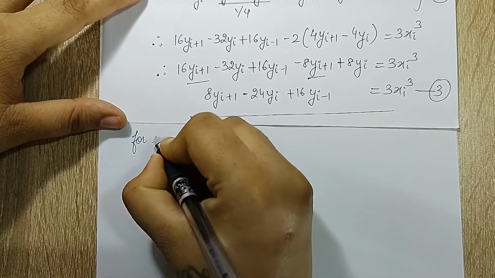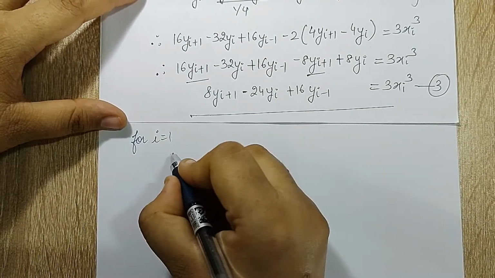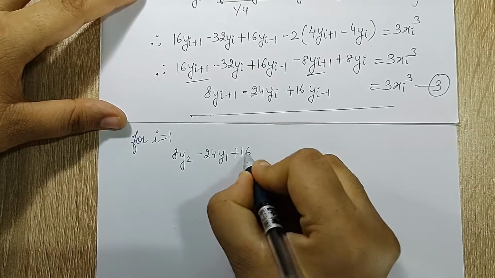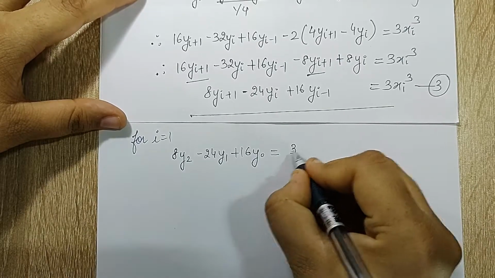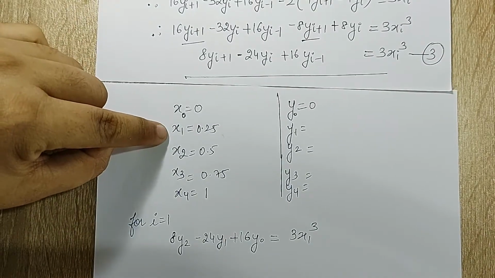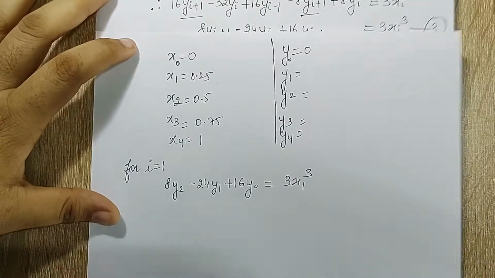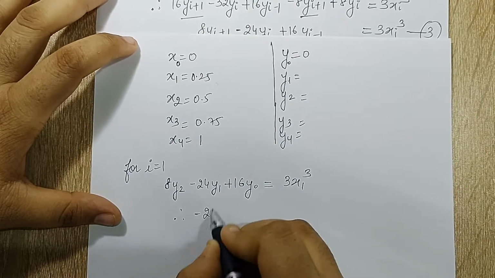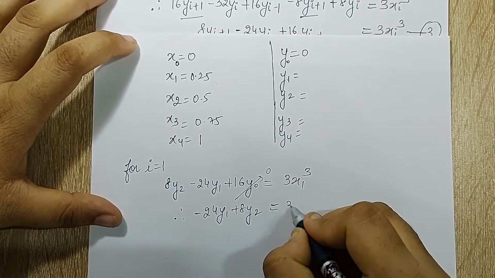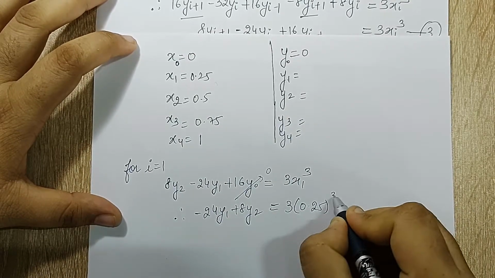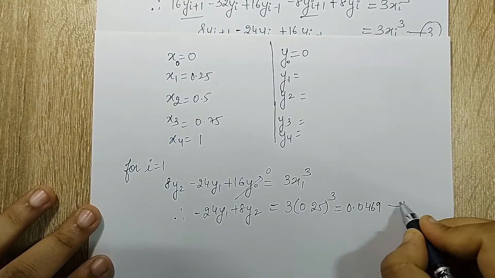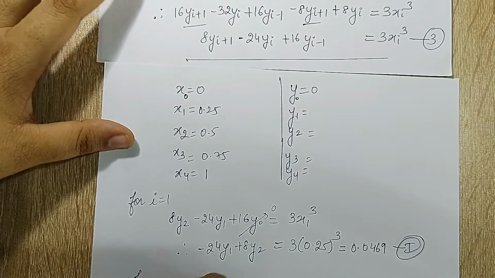So for i is equal to 1, when I substitute here, 8y2 minus 24y1 plus 16y0 is equal to 3x1 cube. Now if you observe, x1 value is 0.25, value of y0 is 0. So when I substitute here, I get therefore minus 24y1 plus 8y2. This term will become 0. So this is 3 into 0.25 cube, making it 0.0469. So this is my first equation. Next I'll write down for i is equal to 2.